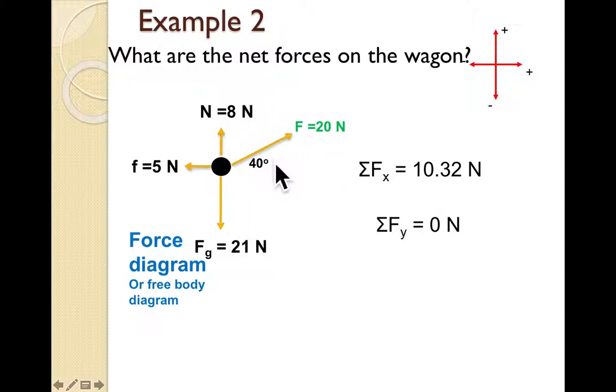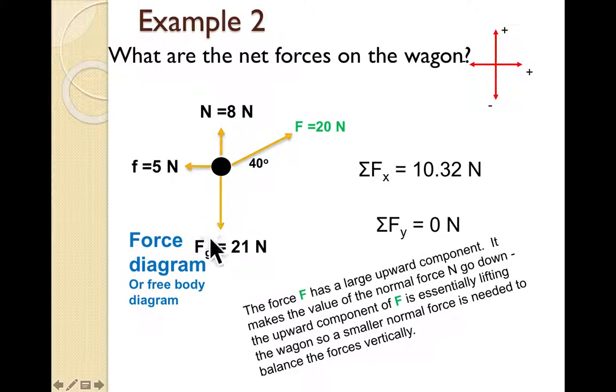But because this is happening at an angle, we have a component of this vector that is essentially lifting the wagon. Since the force F here has a large upward component, it makes this normal force go down. The upward component of F is essentially lifting the wagon, so a smaller normal force is needed to balance these forces vertically. We'll look at some problems like that, but this is the general idea. That's a pretty cool piece of physics. Lots of good questions on a test related to that idea.